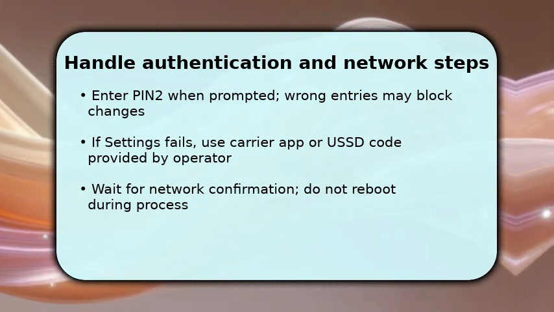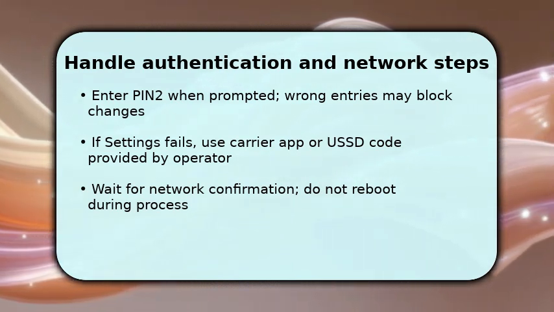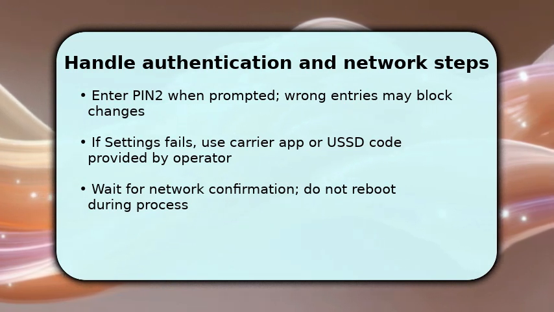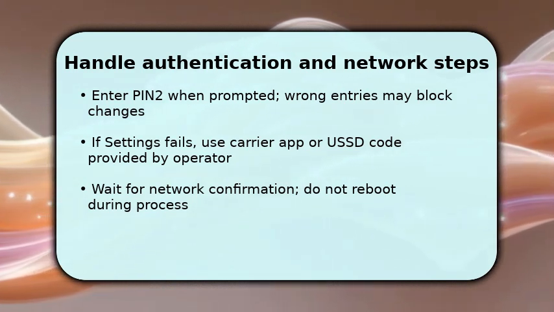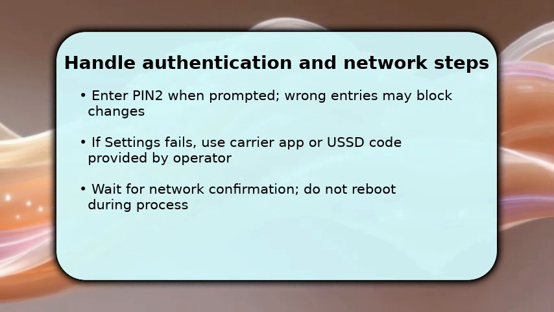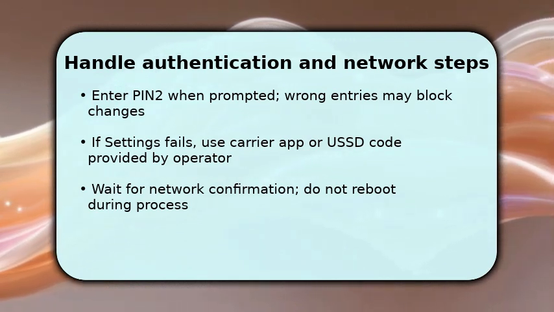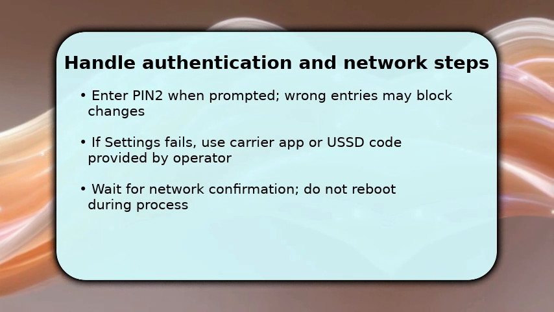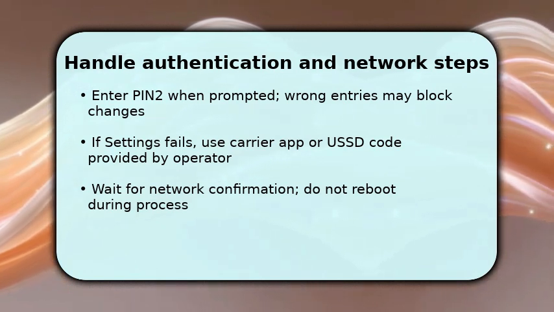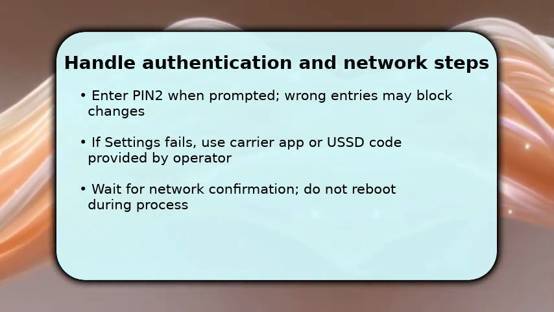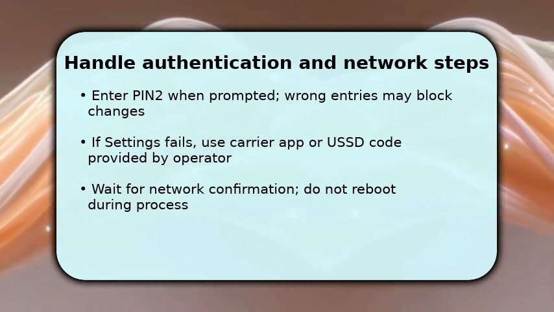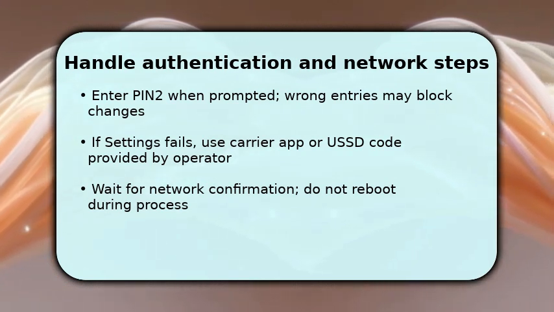Once PIN2 is accepted, the handset sends a deactivation request to the operator. That is why you need live signal and no airplane mode. If the built-in menu fails, open your carrier app or dial the operator's USSD or service code to request deactivation. Make sure you wait for the success message. The operator completes the actual service change.